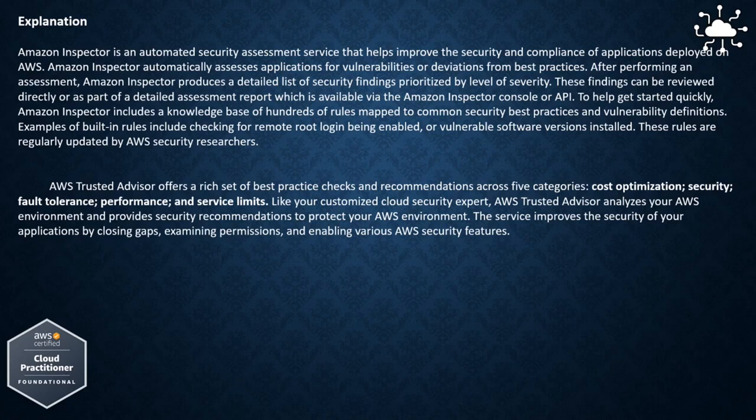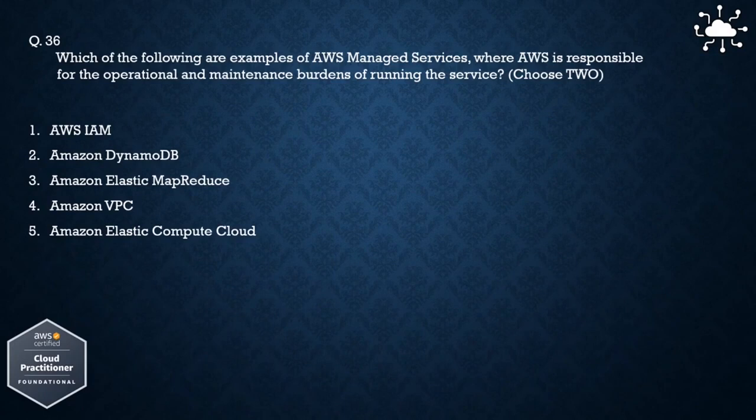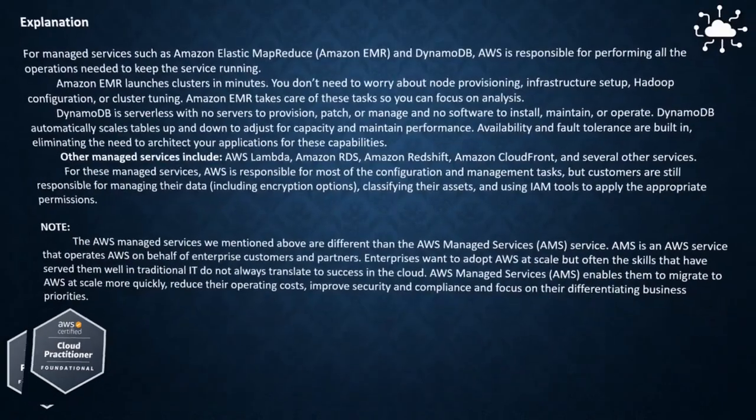Question 36. Which of the following are examples of AWS managed services, where AWS is responsible for the operational and maintenance burdens of running the service? Choose 2. 1. AWS IAM. 2. Amazon DynamoDB. 3. Amazon Elastic MapReduce. 4. Amazon VPC. 5. Amazon Elastic Compute Cloud. The correct answers are Amazon DynamoDB and Amazon Elastic MapReduce.